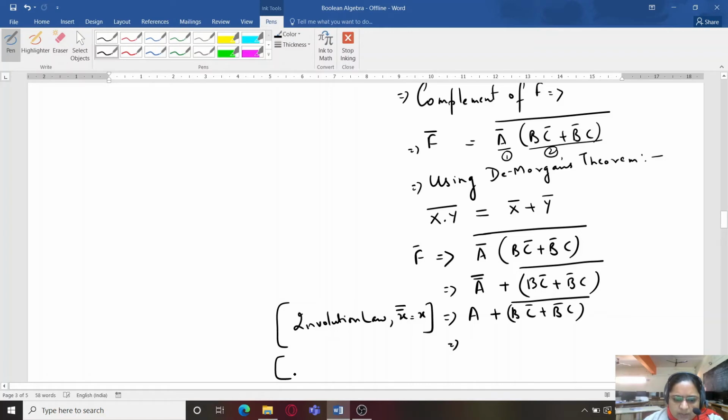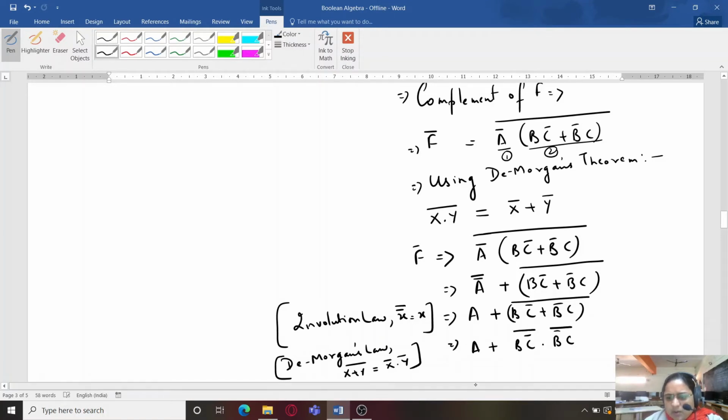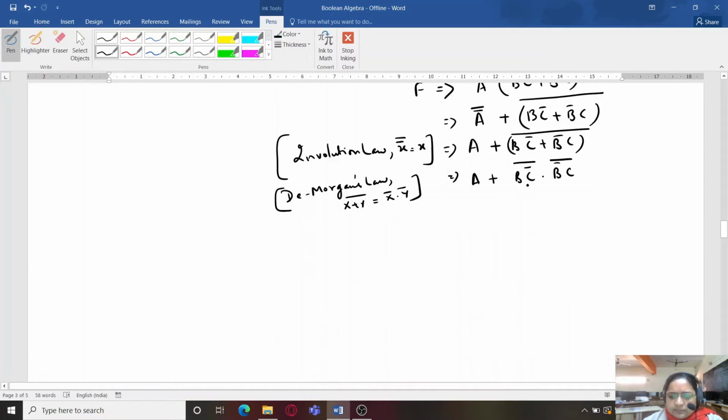Now here I'll be using De Morgan's law, and here I'll be using this variant: x plus y whole complement equals x complement dot y complement. So a plus b c dash whole complement dot b dash c whole complement. Okay, so this is how we have to do it.